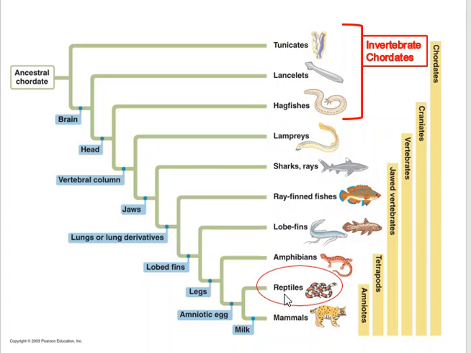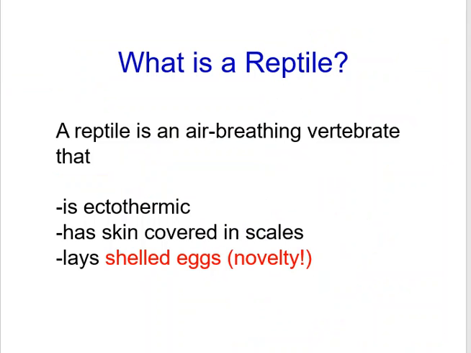All right, so we talked about all these groups up to amphibians. We're going to talk about reptiles and mammals in this lecture. What is a reptile? A reptile is an air-breathing vertebrate, not new. Amphibians were already air-breathing, and it is still ectothermic, still nothing new in that regard. It has a skin covered in scales. And here is the very good novelty that you must remember for me. A reptile is going to produce a shelled egg. There was no shelled egg in amphibians.